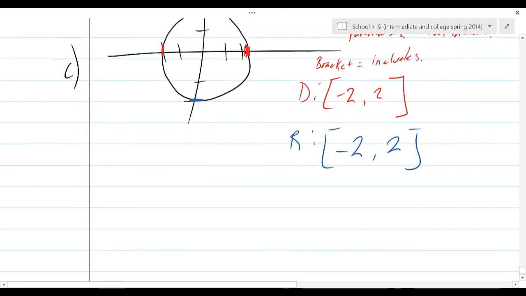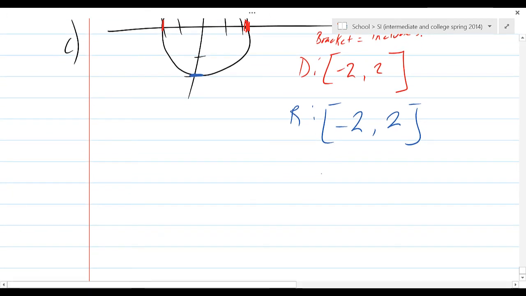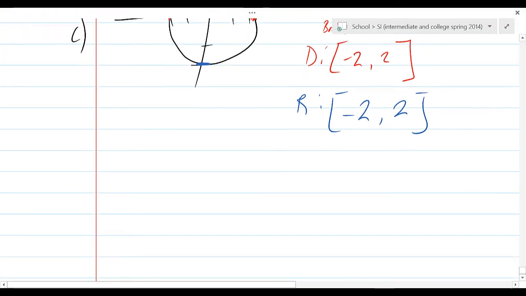Some of you may have seen something like this, where it's like -infinity to infinity, and they put parentheses. The reason why they put parentheses on infinities is because you cannot actually reach infinity. It doesn't include it, because infinity is not a real number. It's simply a concept. Okay.